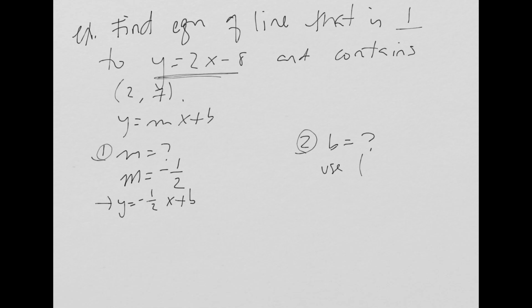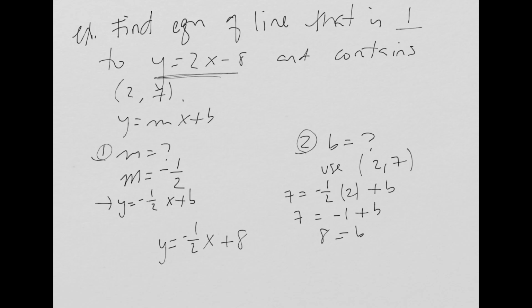Remember, for b, we're going to use a point. We're only given one, so we don't really have a choice there. So this says y is 7, and x is 2. Find b. So this says 7 equals minus 1 plus b. b equals 8. So the equation of our line is negative 1/2 x plus 8.